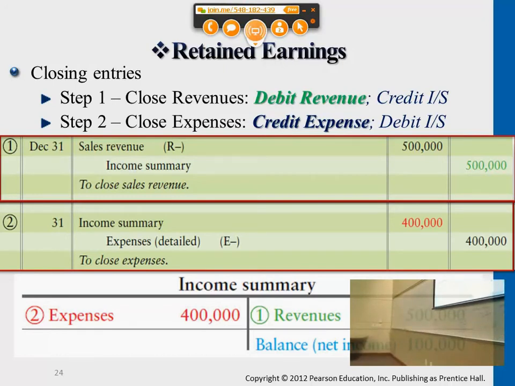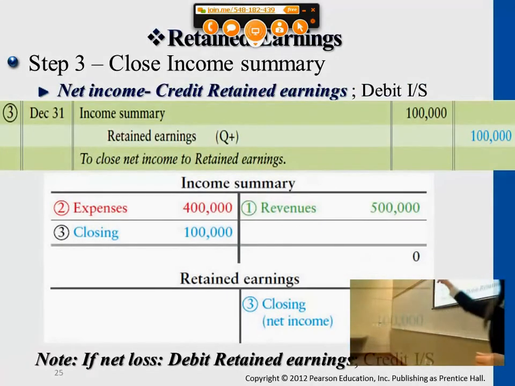So the third closing entry, basically we want to close out the income summary account. Since it's net income, that will increase retained earnings. The third closing entry increases retained earnings.